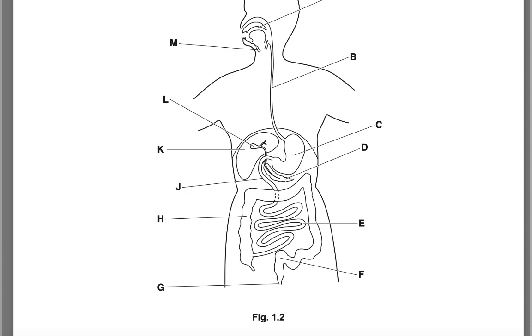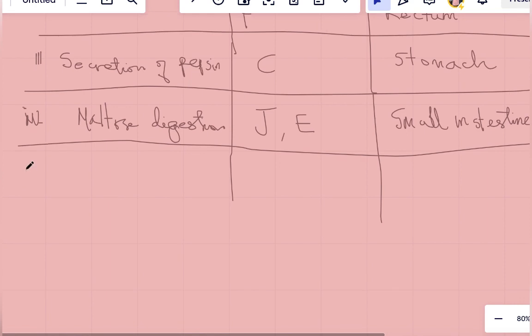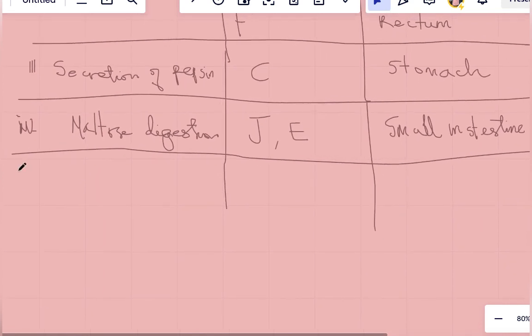So we go back to our board. We write number 5, site for secretion of bile, right? Secretion of bile happens in the gallbladder and in the liver. You know, bile helps in the emulsification of fat.